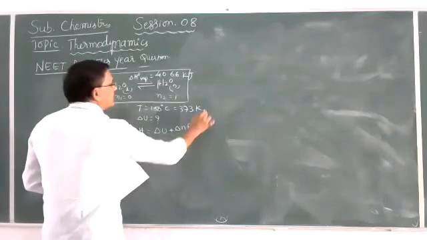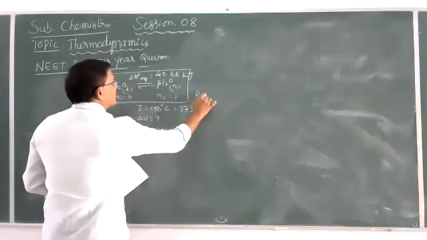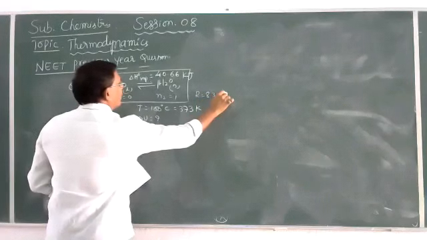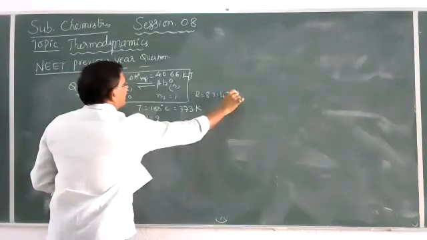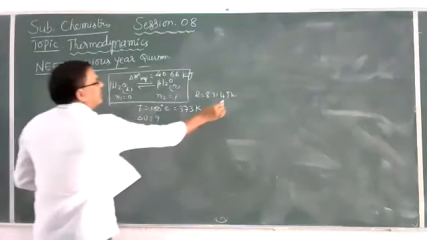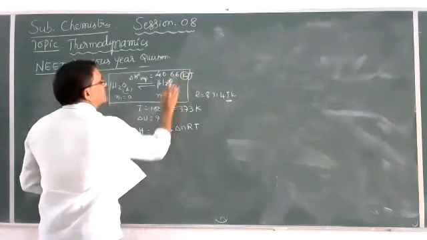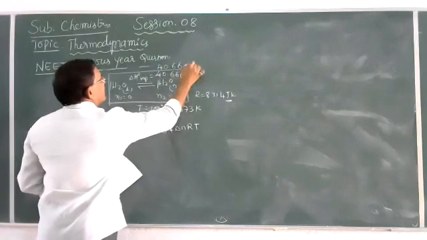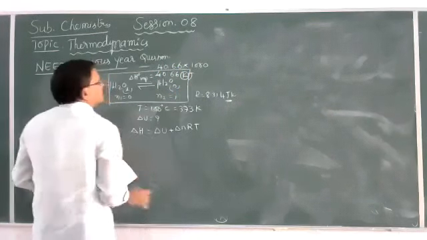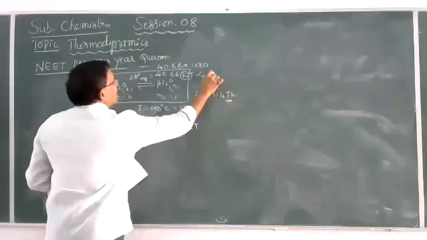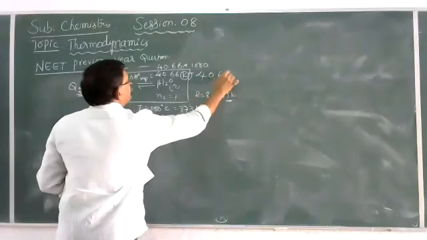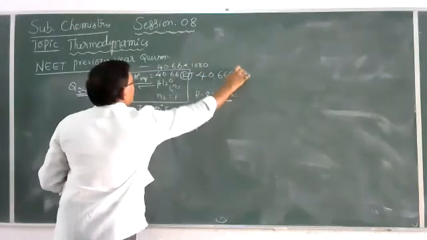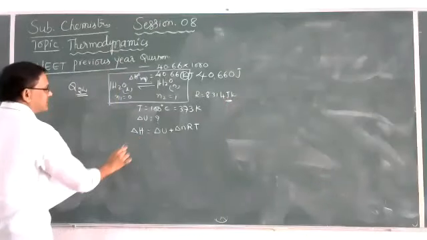R is a constant, that R value is equal to 8.314 joules per Kelvin per mole. It is in joules, but the enthalpy is in kilojoules. That's why we multiply with 1000. Now that is your 40,660 joules.